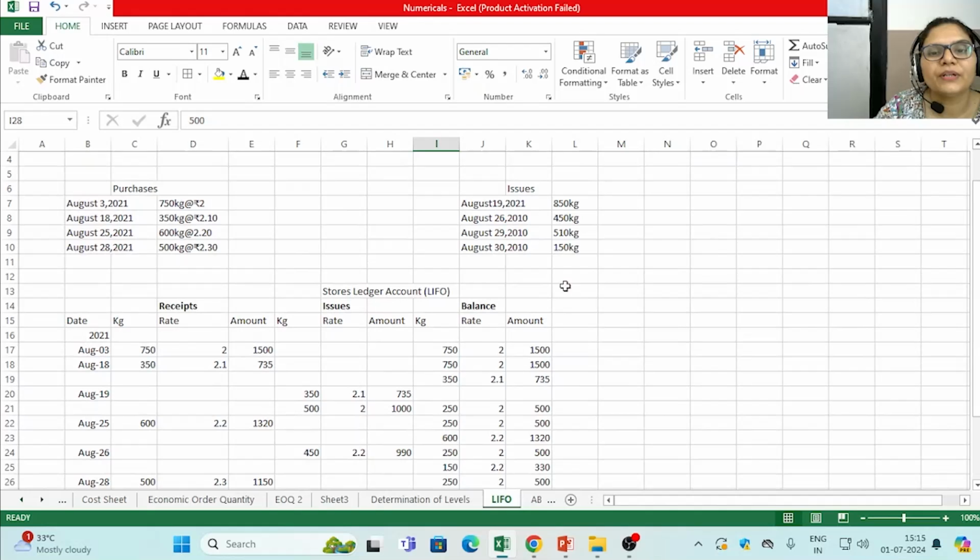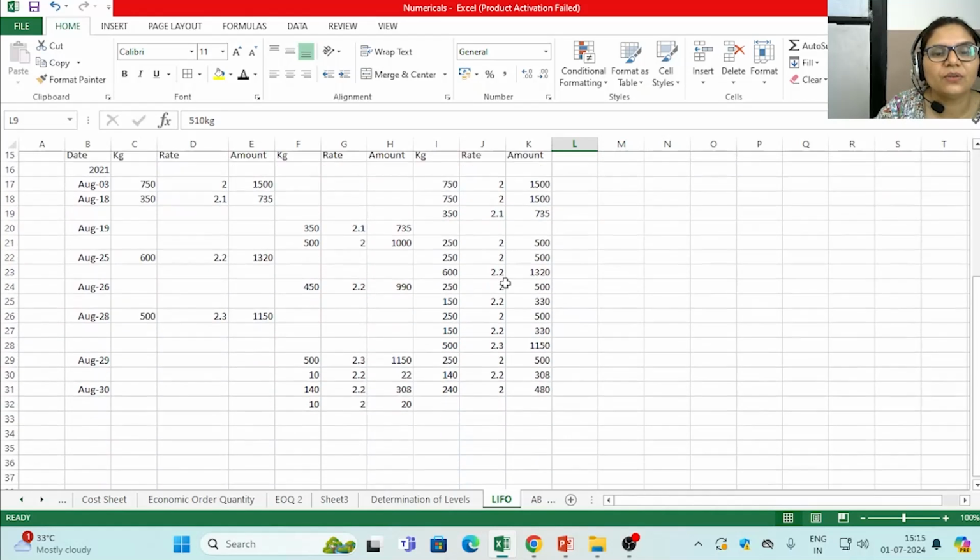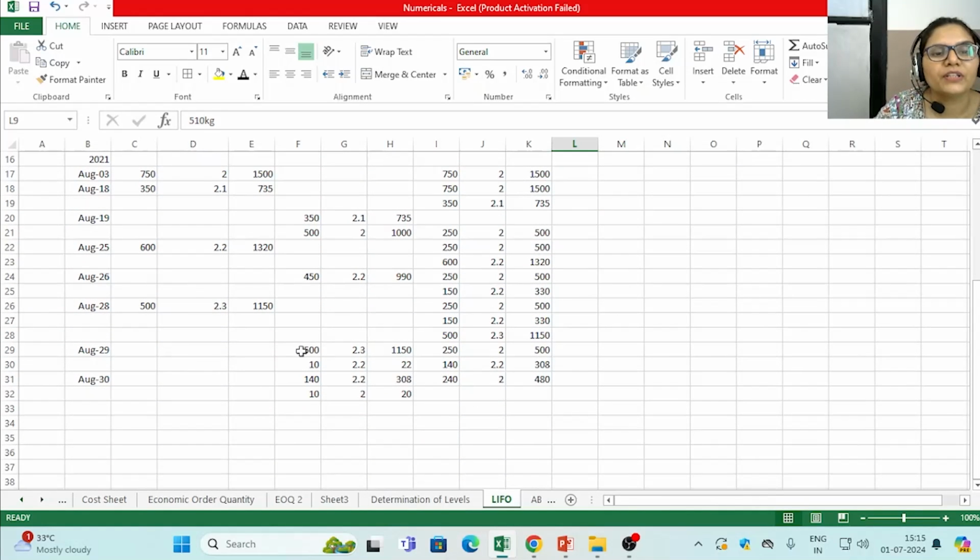Now on August 29, 510 kg of units were issued. On August 29, I will issue 500 from the latest purchases which were made on August 28, as I am following the LIFO method. Then remaining 10 I will issue from the second last purchases, that is 150 units. Now out of 150 I have issued 10 units. Now there are only 140 units remaining.